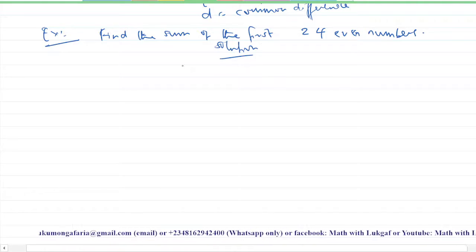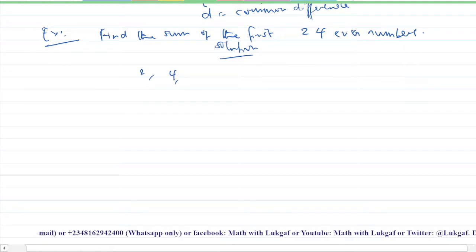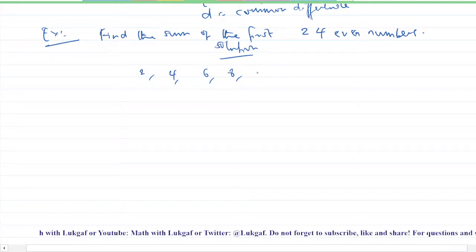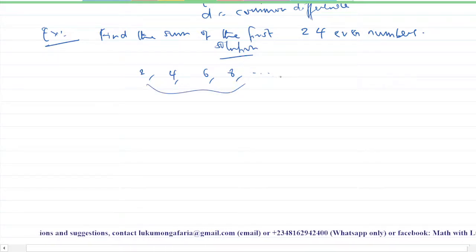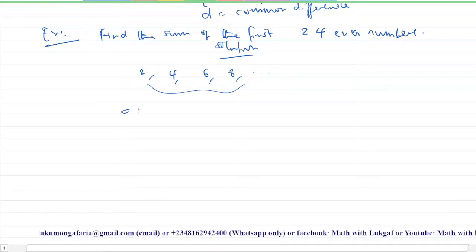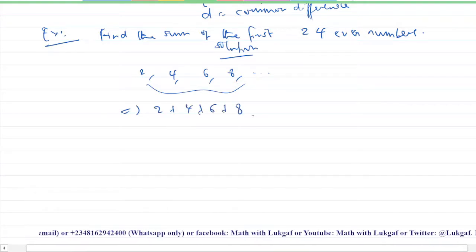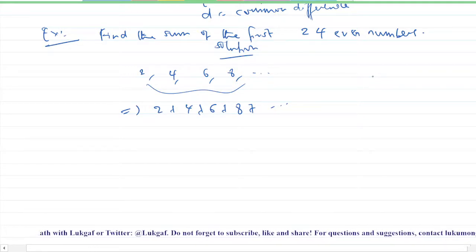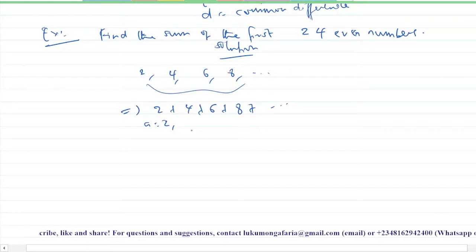The first 24 even numbers: you know the first even number is 2, the second one is 4, 6, 8. You understand now? Up to the 24th one. We can stop here, since we don't know the last term. So from here, you know this is a sequence. What we are asked to do is to add this sequence together. In essence, that is 2 plus 4 plus 6 plus 8 plus. Well, it is not an infinite sequence because it definitely has a last term, which is the 24th even number, but we don't know it. But from here, I can conclude that my A is 2, which is your first term.